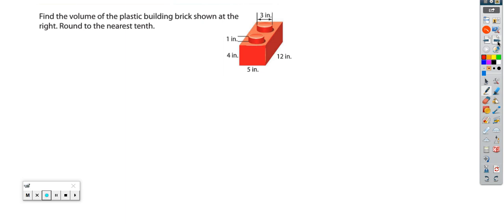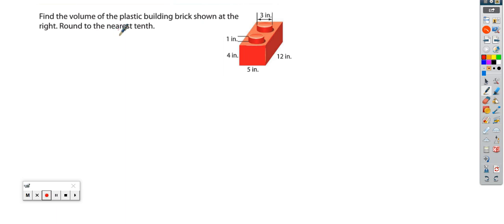Okay, last problem. What I'd like you to do is pause the video and work this problem out on your own, and then we will come back and work it out together. Okay, let's see how you did. It says find the volume of the plastic building brick shown at the right, round to the nearest tenth.